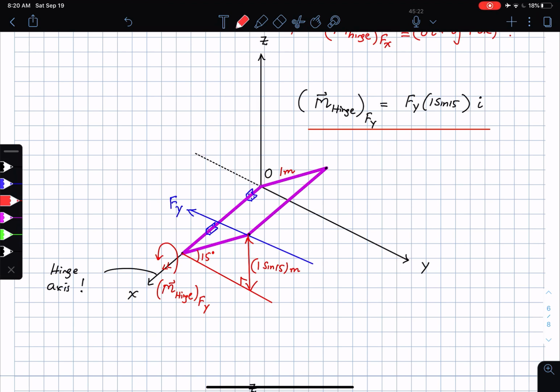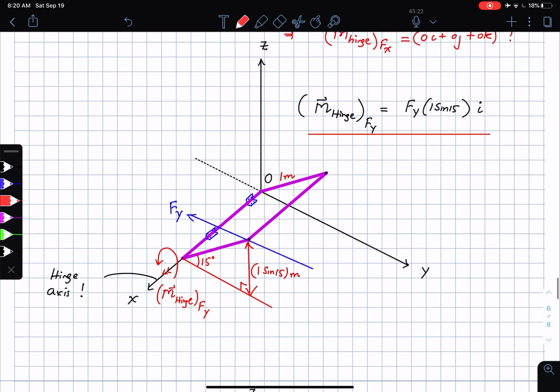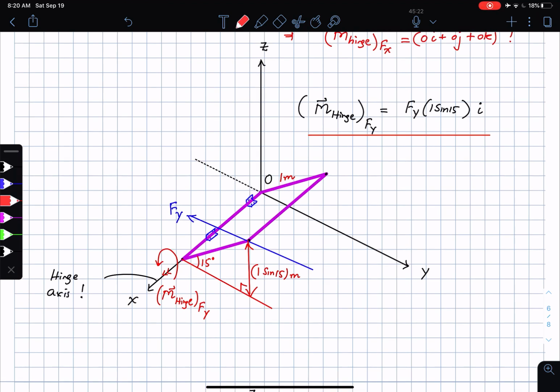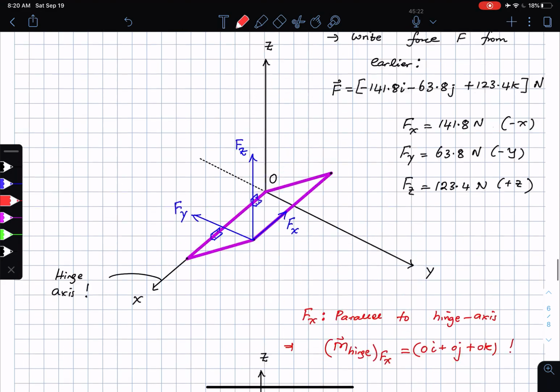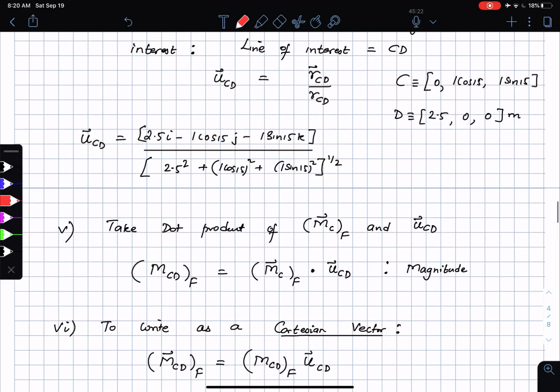All right, so I hope this problem was fairly relevant to all of you. We've already done things on moments about a point. Moments about an axis is just an extension of that idea. But the basic steps are very simple if you're doing the vector approach. Okay, here are the steps.